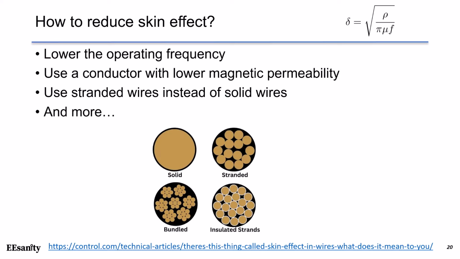How to reduce skin effect? There are a few examples to reduce skin effects. For example, you can lower the operating frequency and increase the skin depth. Also, you can use a conductor with lower magnetic permeability. This will minimize the large magnetic field across a conductor. Another good solution is to use stranded wires instead of solid wires.